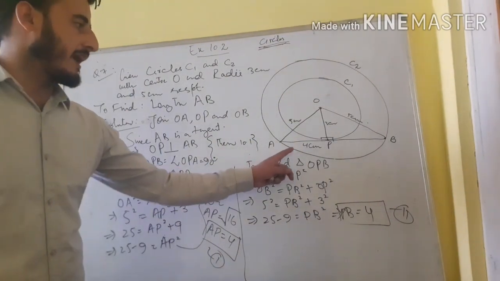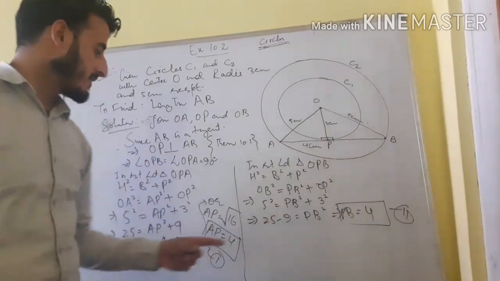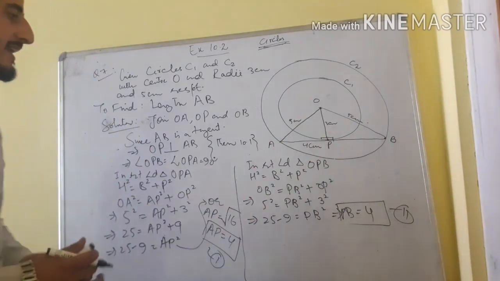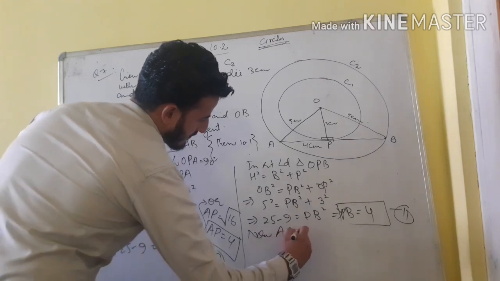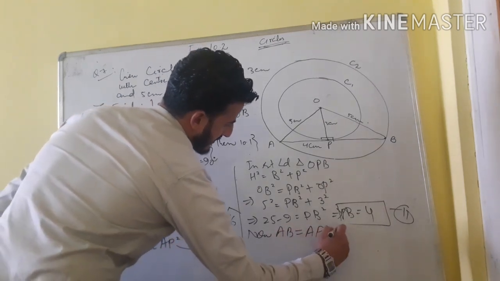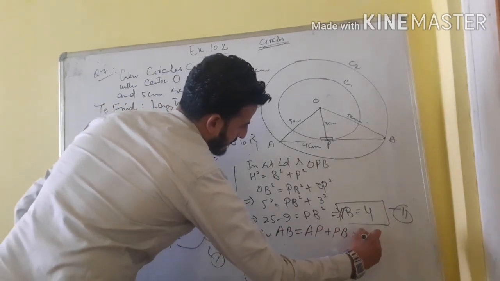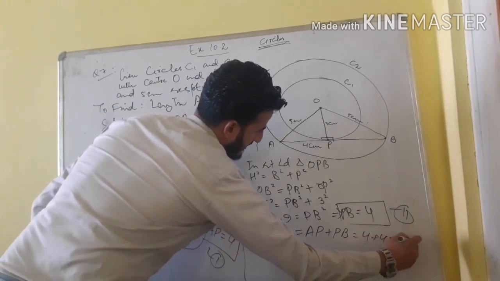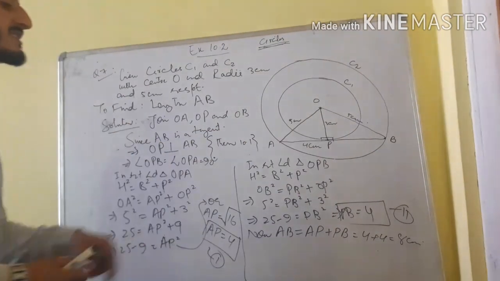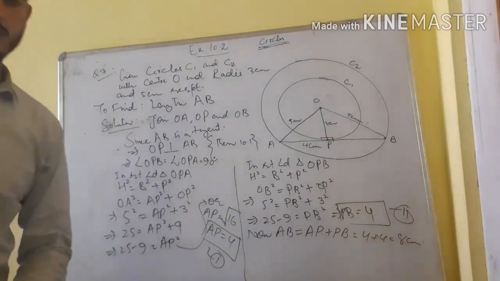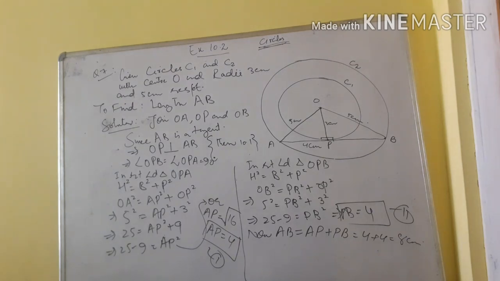We actually need AP plus PB, that means the whole side. So if we add both, we get AB. AB will be equal to AP plus PB, that is 4 plus 4, that is 8 centimeter. So the length of the chord to the largest circle is 8 centimeter. Hope you understand the question. Pause the video to note it down.